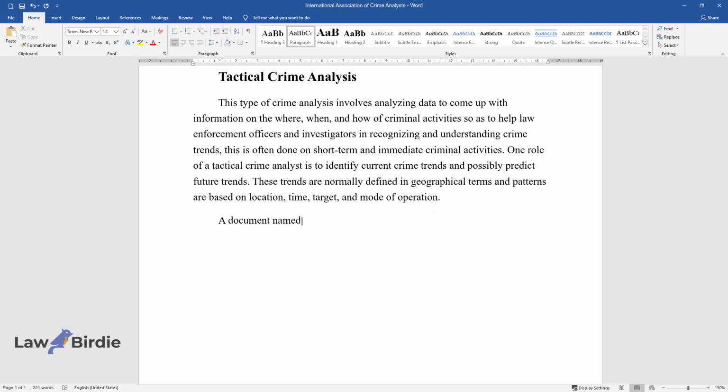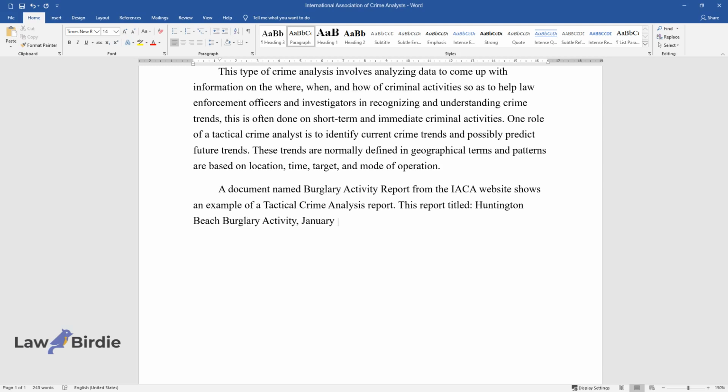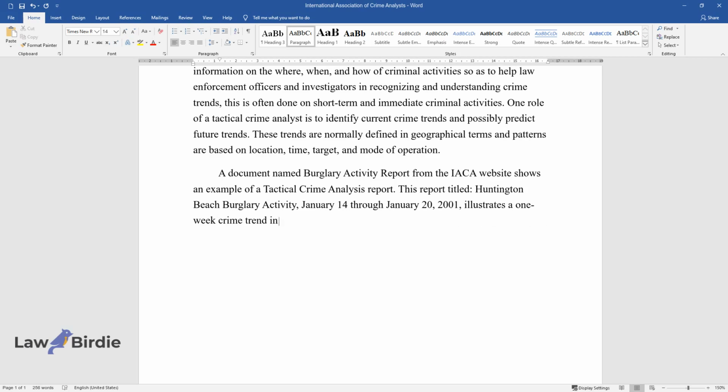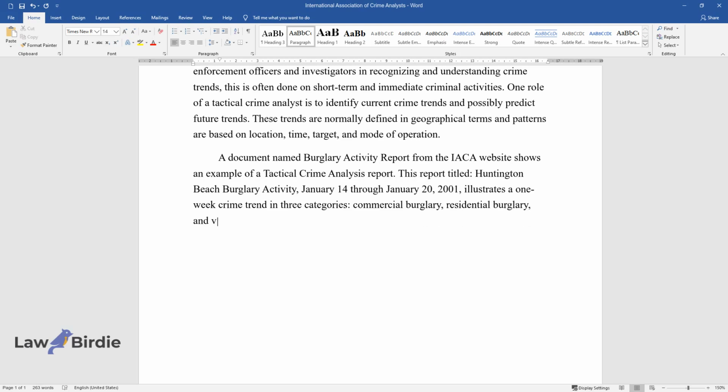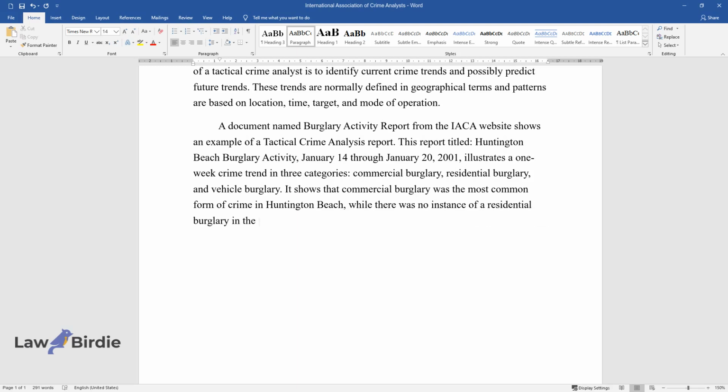A document named Burglary Activity Report from the IACA website shows an example of a tactical crime analysis report. This report, titled Huntington Beach Burglary Activity, January 14th through January 20th, 2001, illustrates a one-week crime trend in three categories: commercial burglary, residential burglary, and vehicle burglary. It shows that commercial burglary was the most common form of crime in Huntington Beach, while there was no instance of a residential burglary in the same time duration.